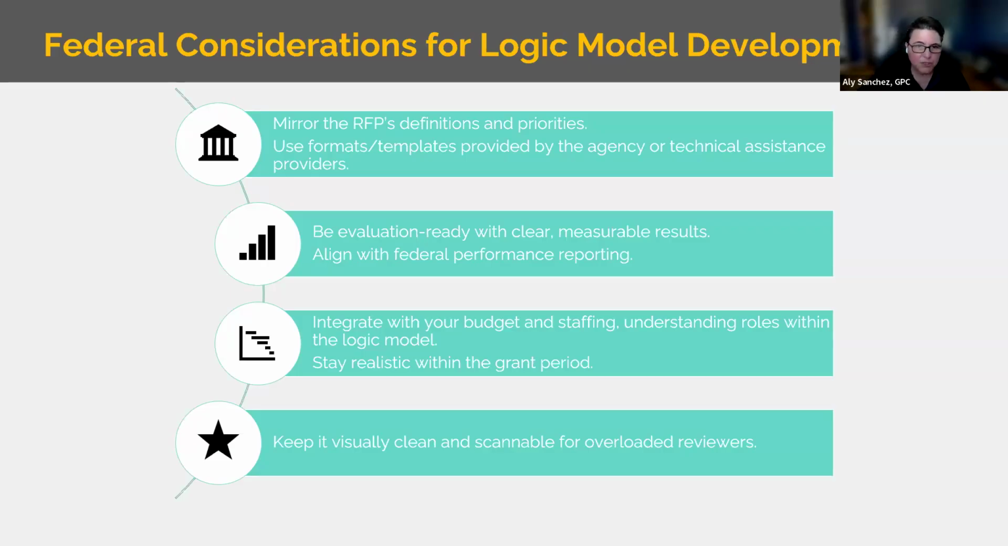Also with federal, we want to make sure that we mirror the guidance, definitions of things, as well as the overall purpose and priorities. Those are generally in the first few pages of an RFP. They start off usually with the legislated purpose, and then often present any priority areas pretty quickly.